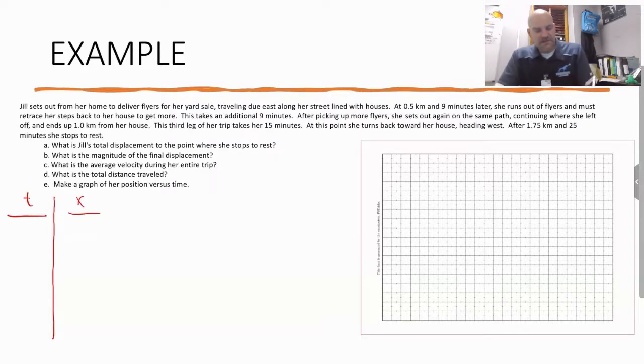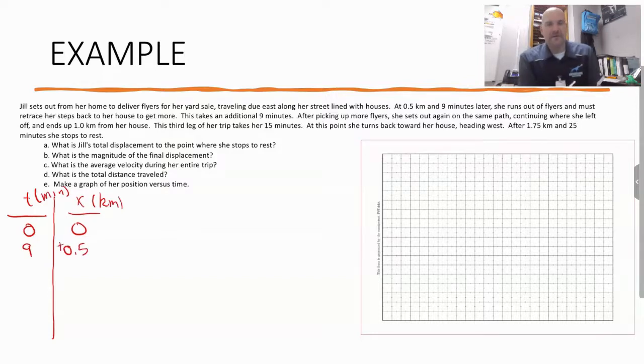As we read through it, we start at 0, 0. This is going to be in kilometers, and time is going to be in minutes. So if we do any calculation with speed or velocity, it's going to be kilometers per minute. She starts at 0, 0. She walks for 9 minutes and travels positive 0.5 kilometers. Then she runs out of flyers and goes back home. It takes her another 9 minutes, so now she's at a total of 18 minutes, but she's back at her initial position.